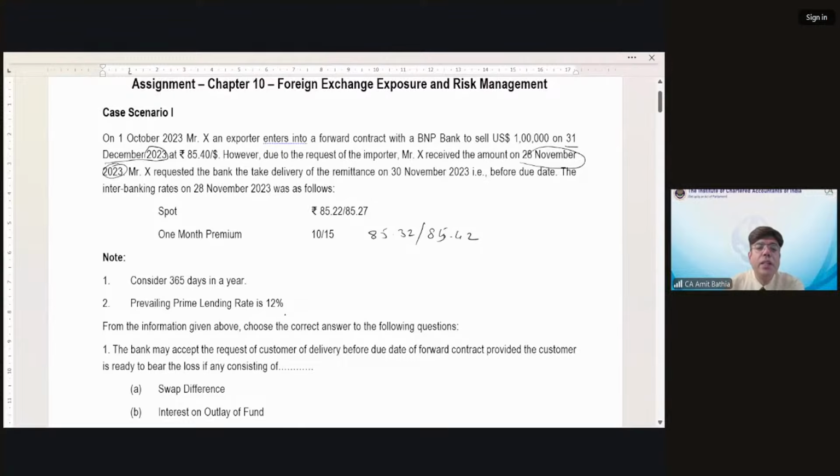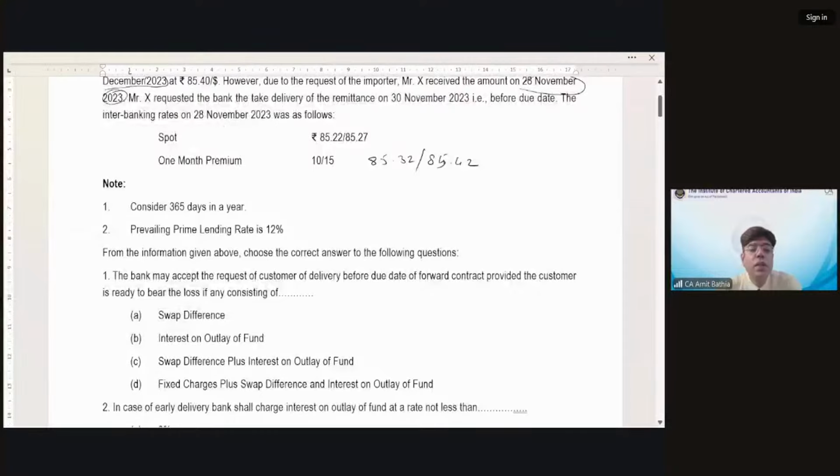Note, consider 365 days in a year. Prevailing prime lending rate is 12%. From the information given above, choose the correct answer to the following questions. The bank may accept the request of customer of delivery before due date of forward contract, provided the customer is ready to bear the loss, if any, consisting of, you have 4 options: swap difference, interest on outlay of fund, swap difference plus interest on outlay of fund, fixed charges plus swap difference and interest on outlay of funds.